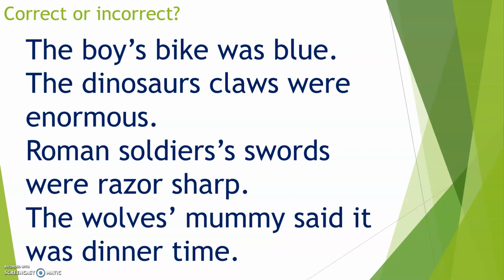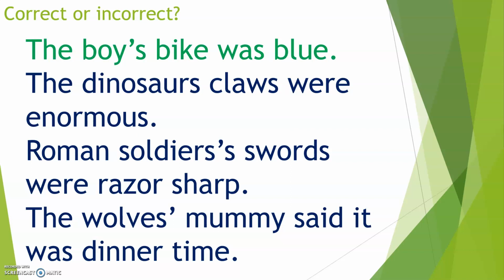So the first one, the boy's bike was blue. So obviously the boy must be the thing that's possessing something because that has the apostrophe S in it. The next word is bike. So this is showing you, because it's got a boy apostrophe S bike, it's telling you that it's a singular boy and it is possessing or owning that bike. So this sentence is, of course, correct. Let's look at the next sentence.